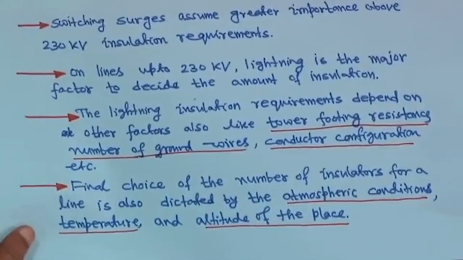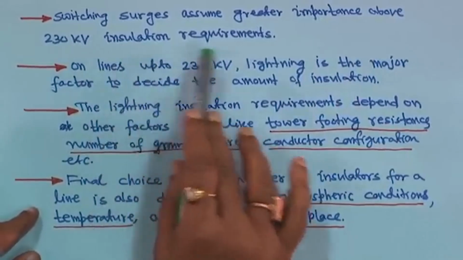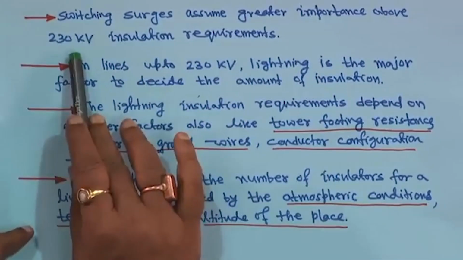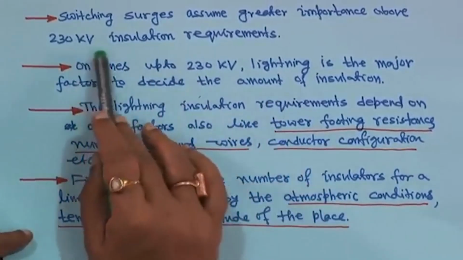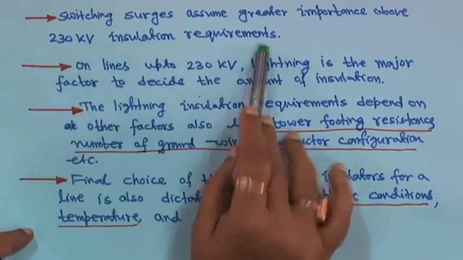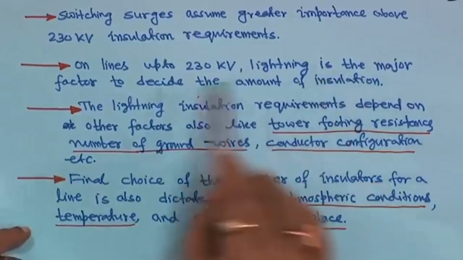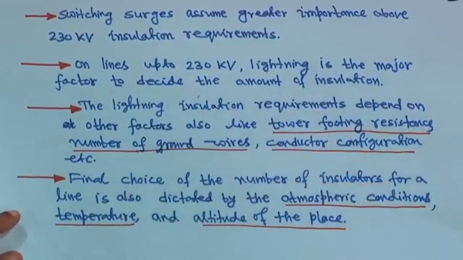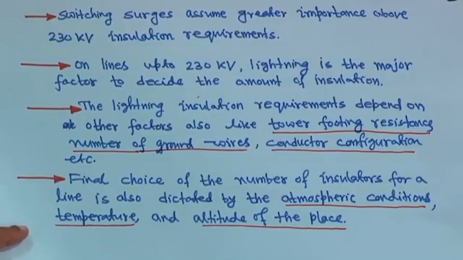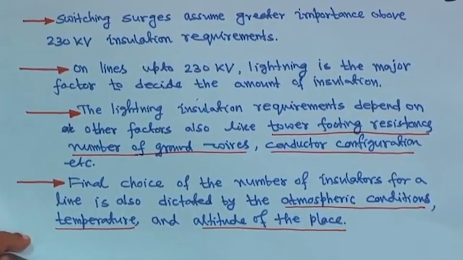Next is that switching surges assume greater importance above 230 kV insulation requirement. In our country, 220 kV or above, then 400 kV lines. On lines up to 230 kV, lightning is the major factor to decide the amount of insulation, because lightning stroke is a very common phenomenon in our country, everywhere all over the world. And you have to protect all these things.